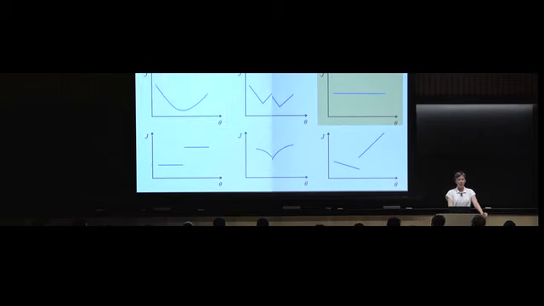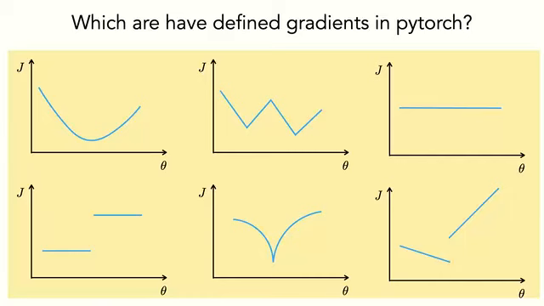So now, which of these have defined gradients in PyTorch? Raise your hand. Yes, all of them have defined gradients in PyTorch. That's because PyTorch has AutoGrad, right? It has this nice mechanism that helps us calculate gradients for any function.